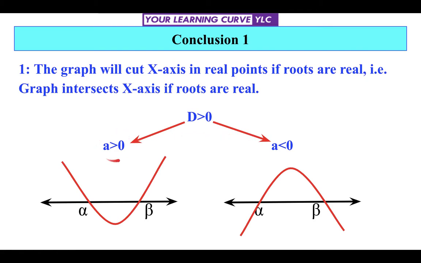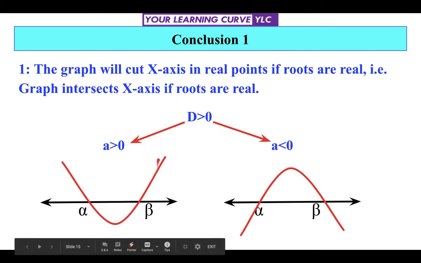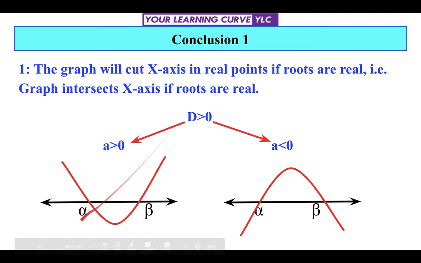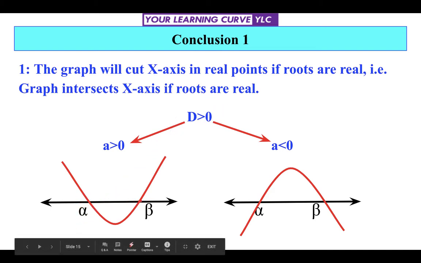If a is greater than 0, parabola opens upwards, and if D is positive, it cuts the x-axis at two distinct points. A is negative, parabola opens downwards. D positive, it means it cuts the x-axis at two distinct points. You are getting two real roots.